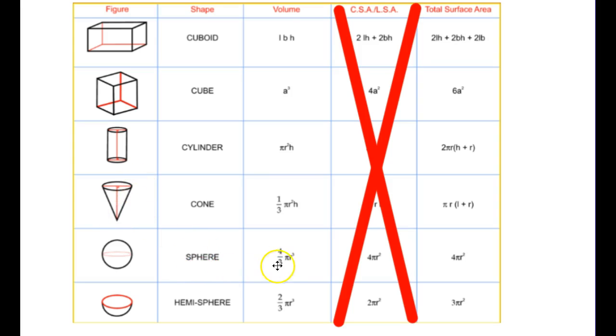Next is a sphere. For the volume, it's 4/3 pi r cubed. Total surface area is 4 times pi r squared. And then for a hemisphere, it's 2/3 pi r cubed for the volume. And for the total surface area, it's 3 times pi r squared. So make sure you go through, write down these formulas, and ask any questions in class over any of those variables.